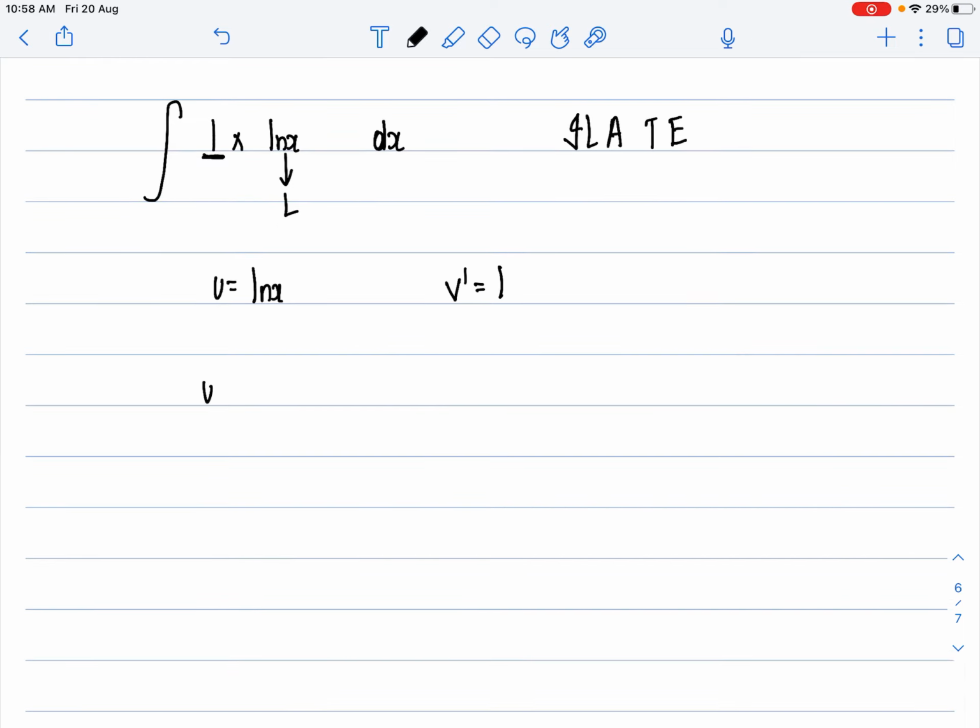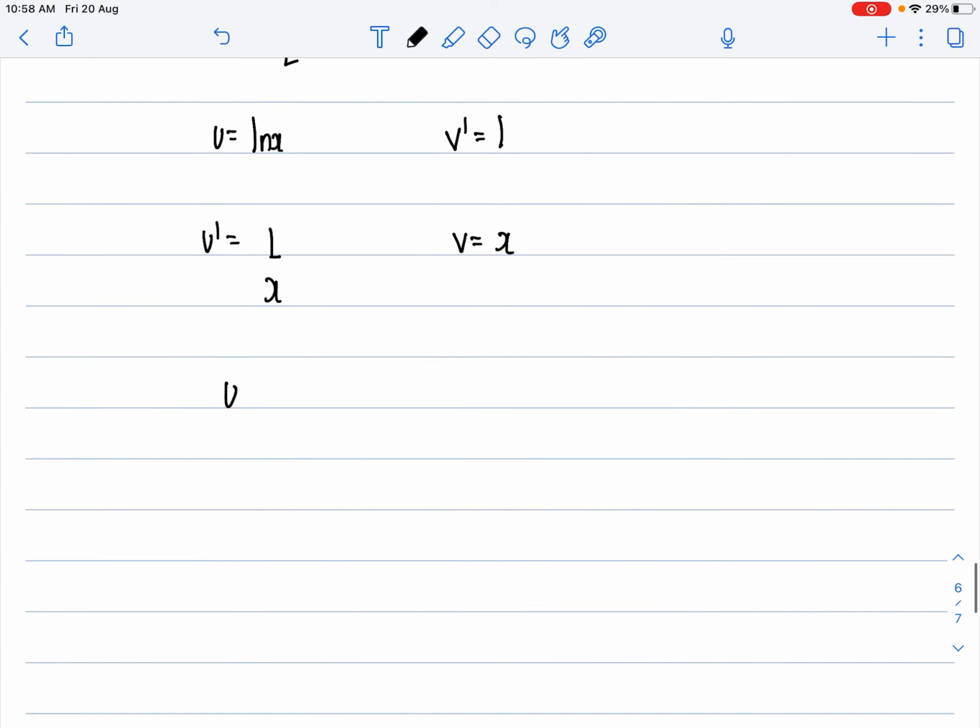Now you calculate your u dash, which is basically 1 over x. And you calculate your v, which is the integration of 1, which is x. Now you use the formula u into v minus the integration of v u dash. So u into v is basically x ln x minus the integration of v into u dash, which is basically x into 1 over x dx.